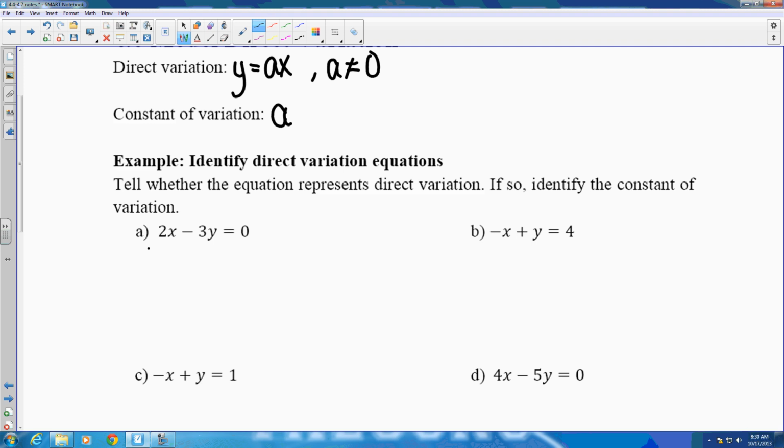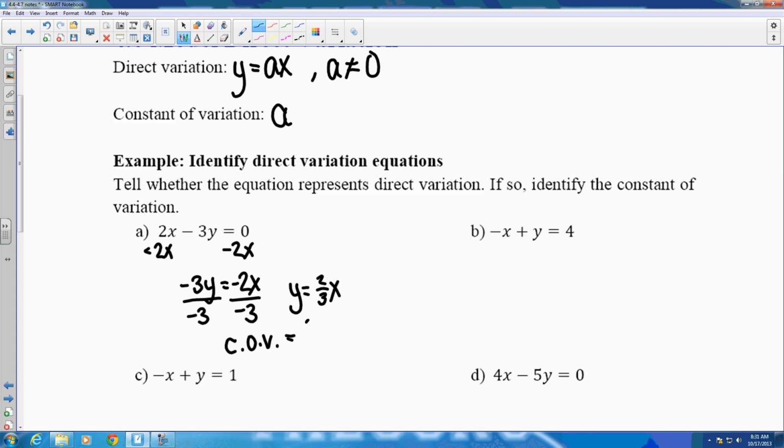So I'm going to, on this first one, subtract 2x from both sides. And now we want to solve it for y, so I'm going to divide by -3. And y equals 2/3 x. So is this in the form y equals ax? Yes, it is. And then we have to find out what our constant of variation is. And it's the number right in front of the x, 2/3.